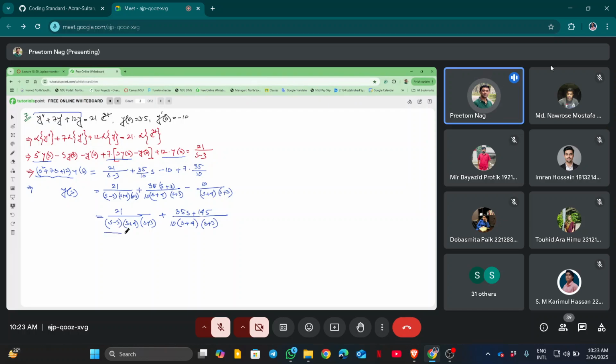Now let us find out a fraction for this one and this one separately. This is A by s minus 3, B by s plus 4, C by s plus 3. Now A can be obtained very easily. So can you please find out A, B, C here?